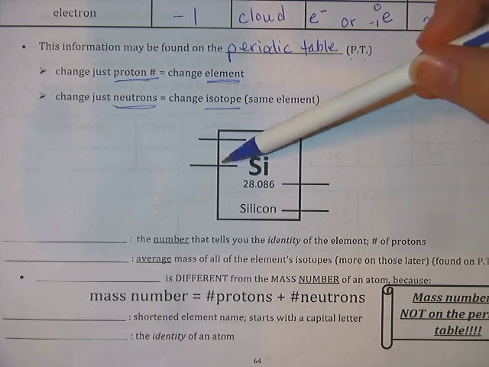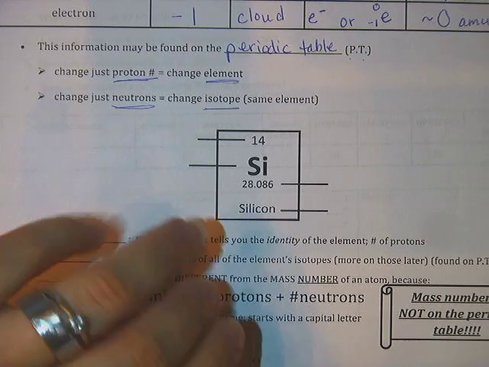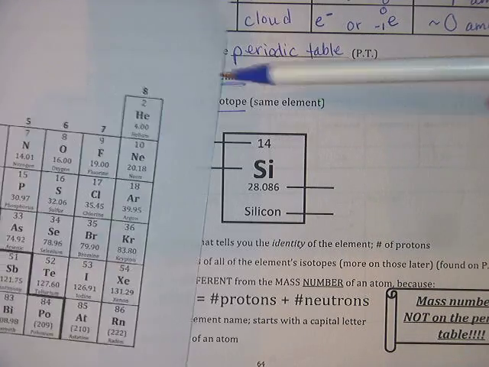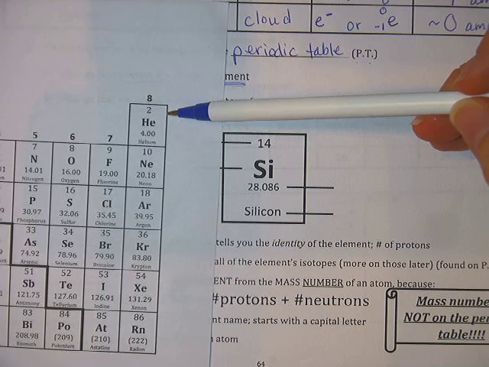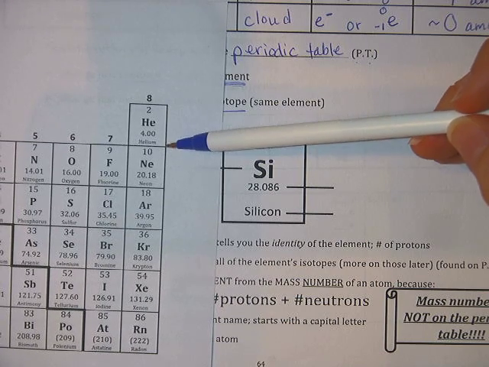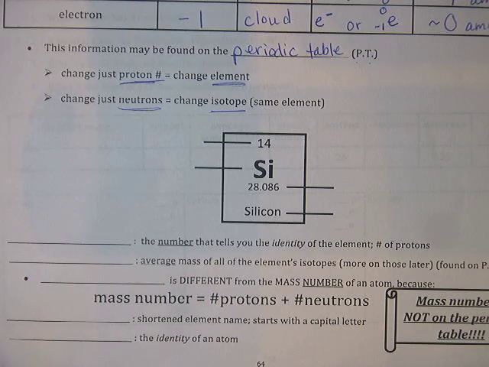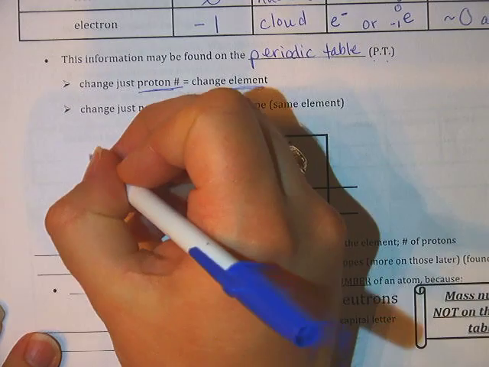On the periodic table, all your element boxes look something like this, where they've got a number, a symbol, a decimal number, and a word. So we're going to label what each one of those things is. This top one is the atomic number.